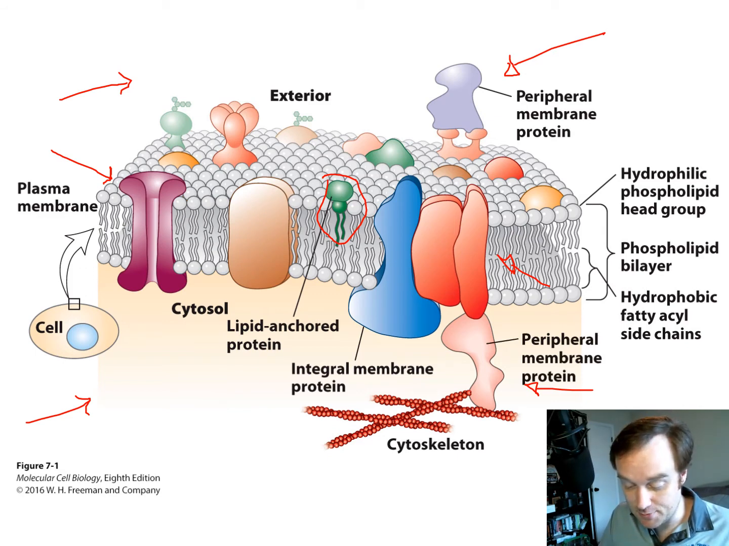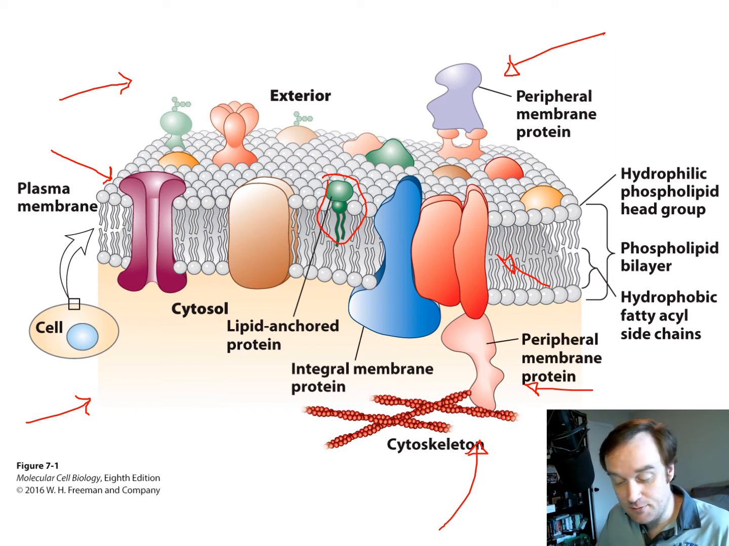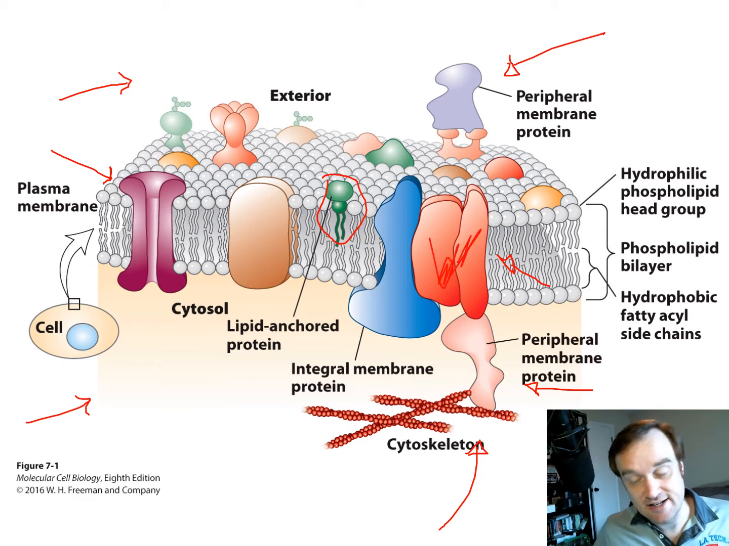So in this example here, we have the bottom cytosol example. We have a peripheral membrane protein that's connecting this dimer membrane protein, the red one up here, to the actin cytoskeleton within the cell.